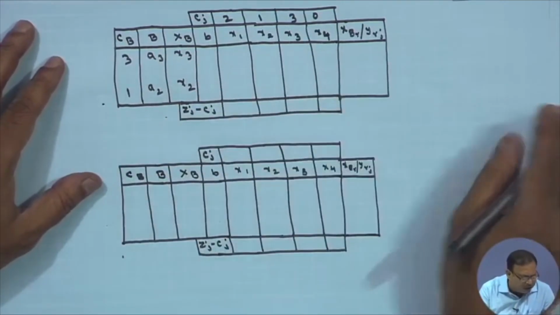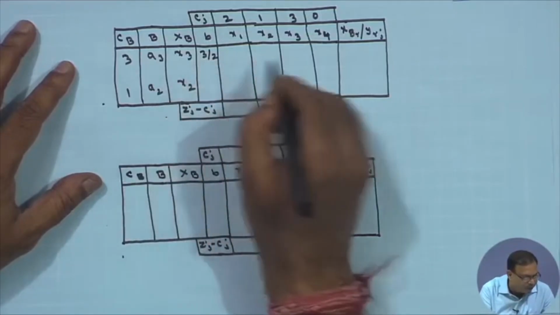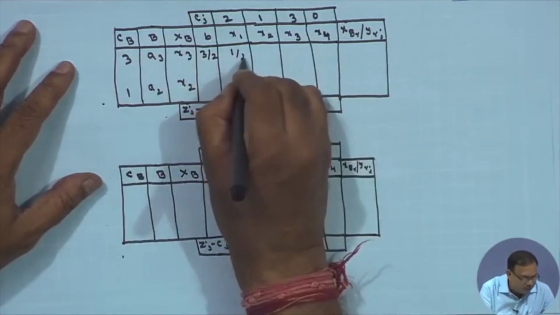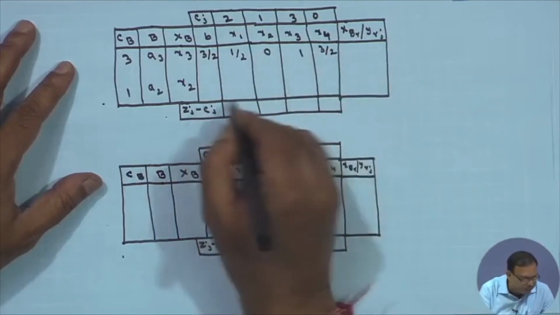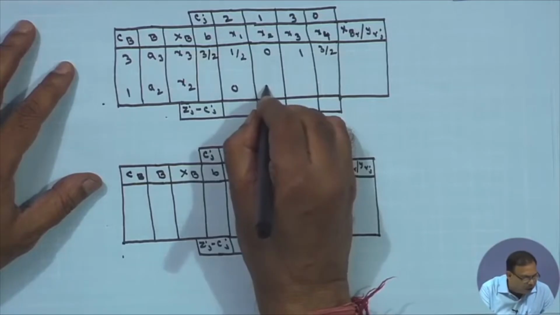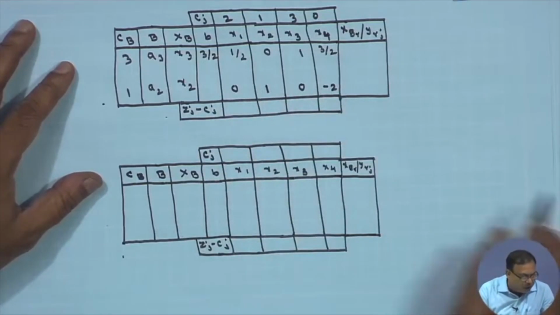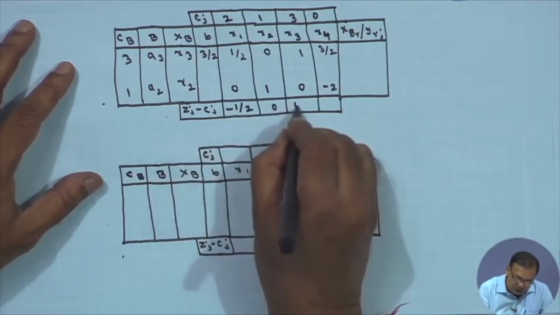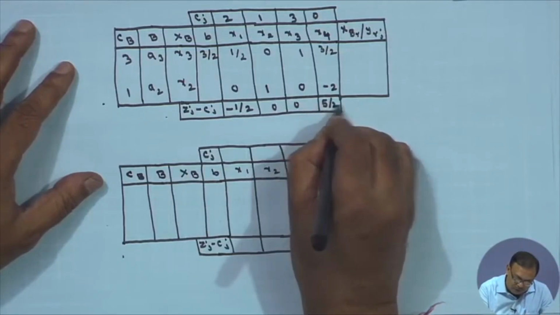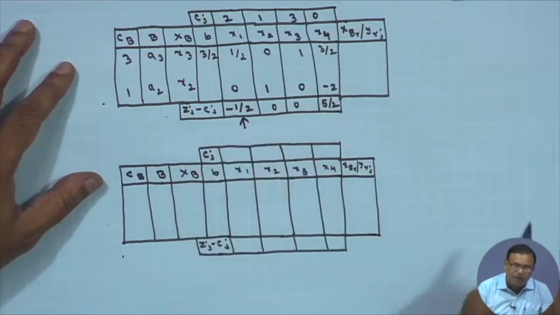So, after these operations, the columns will become 3 by 2, half, 0, 1, 3 by 2, 0, 1, 0, minus 2. Let us calculate the Zj minus Cj. I am not discussing all these things, because now I think you will be able to do it on your own. Again I have a negative Zj minus Cj. That means again I have to go to the next iteration.